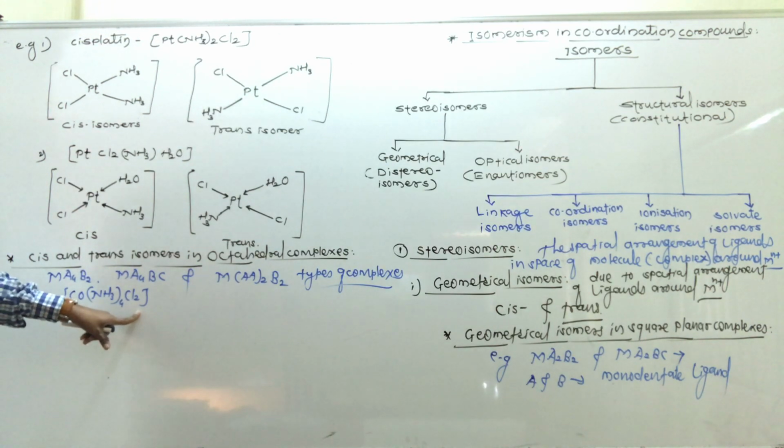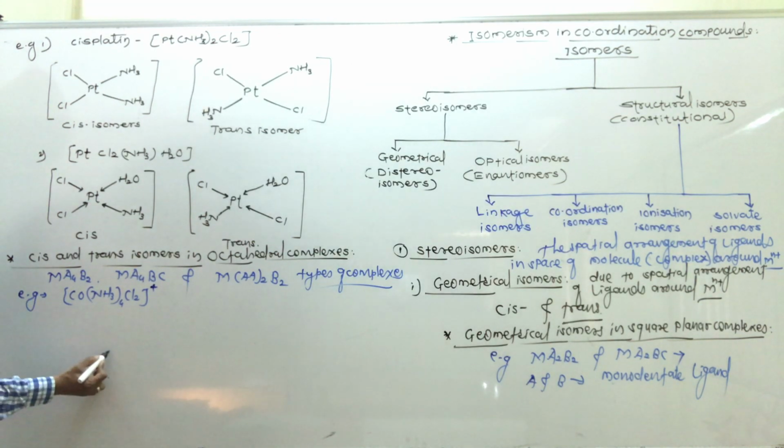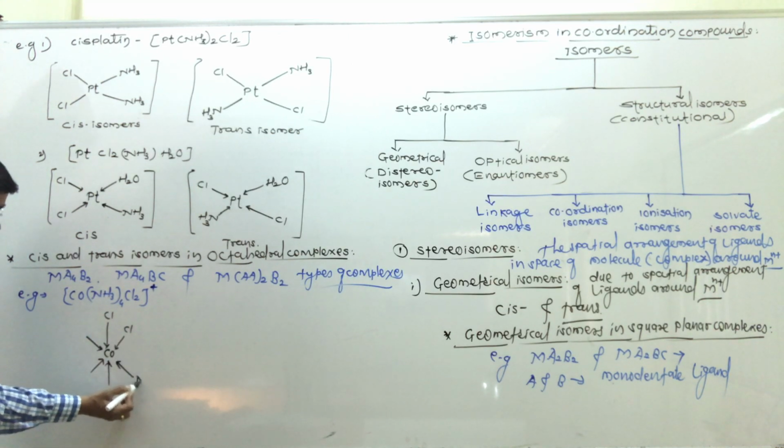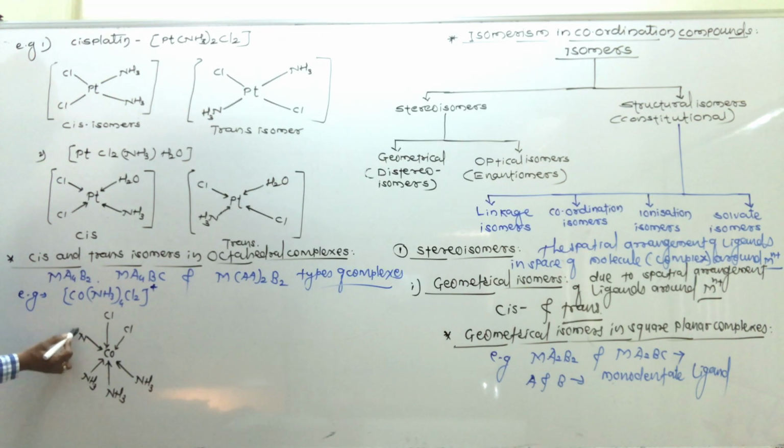That is nothing but the complex. Here charge on this complex is +1. And how will you write the cis and trans isomers of it, you see, cobalt is present at the center, 1, here 2, here 3, 4, 5 and 6, here fluorine and 4 ammonia molecules are attached to the central cobalt ion.